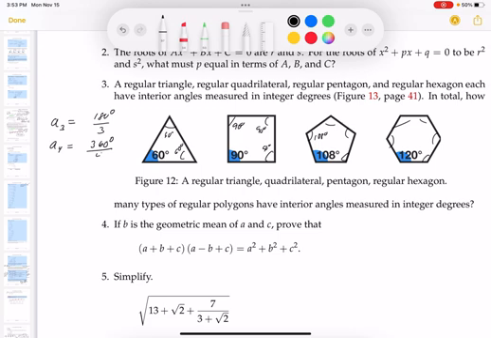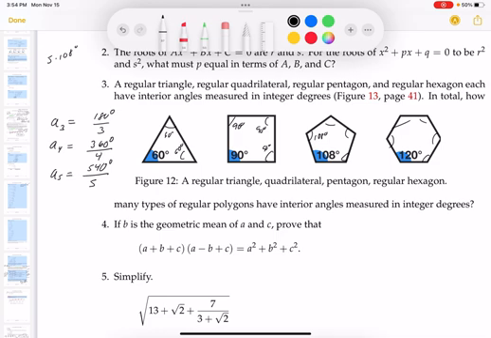Over 4 sides. Let's do the one with the 5 sides, right? Well, that's not so bad. It's 108. And there's 1, 2, 3, 4, 5. There's 5 sides. And that's going to be 5 times 108, right? That's 540, isn't it?